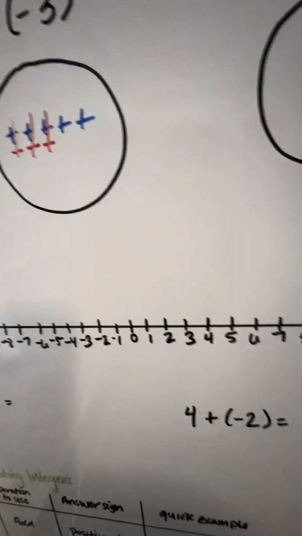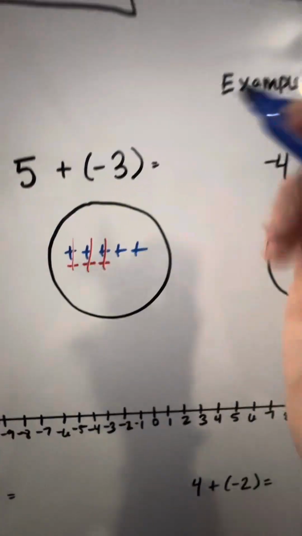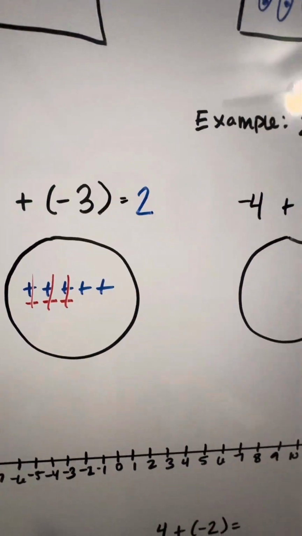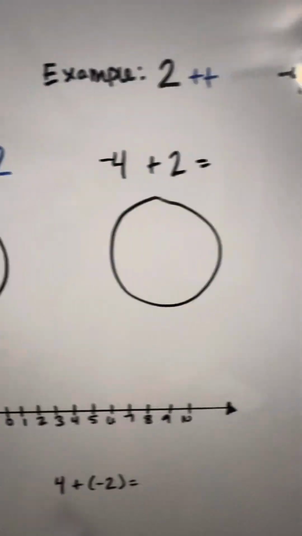Therefore, the answer for this one is going to be 5 plus negative 3 equals positive 2. Okay, now let's go to the other problem over here.